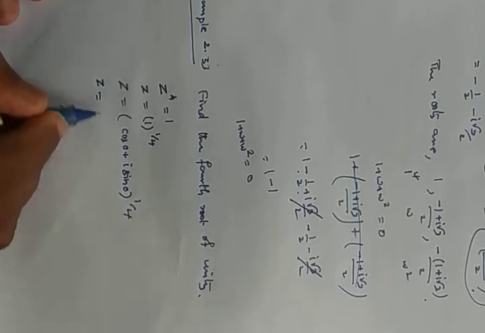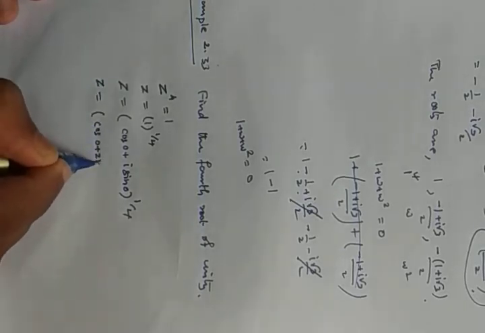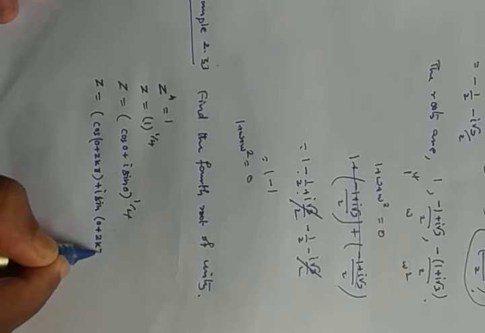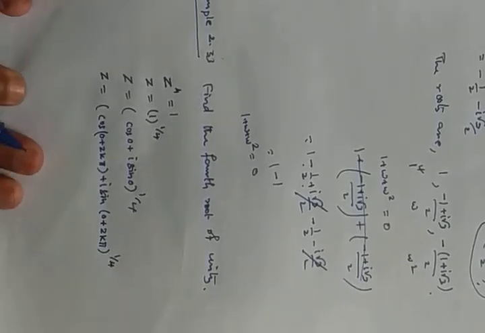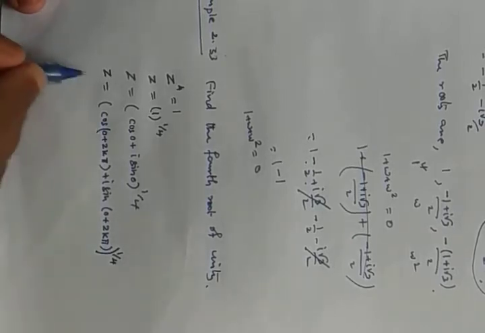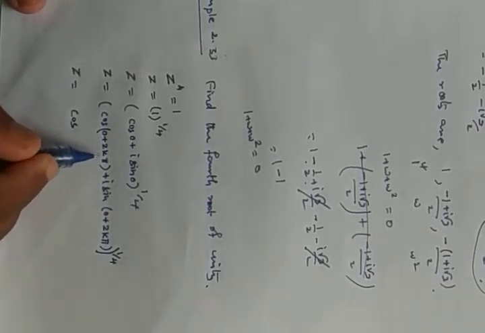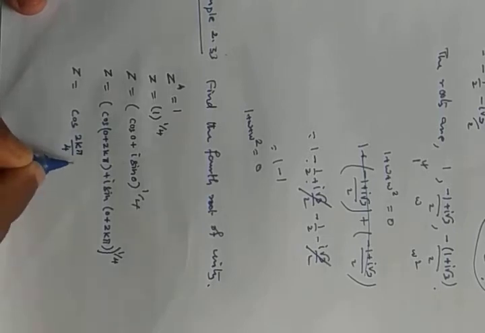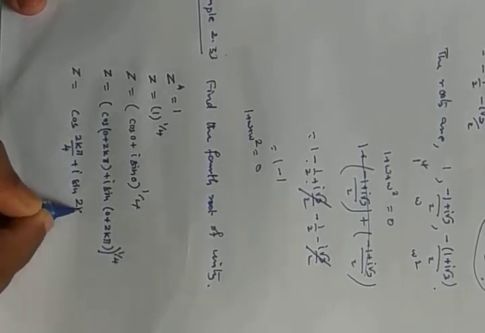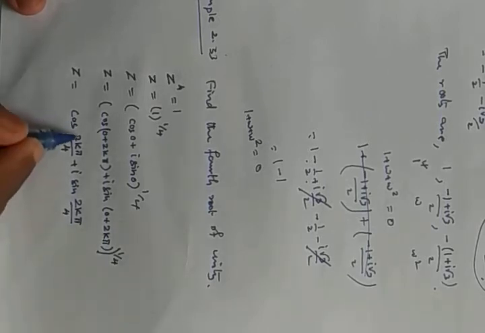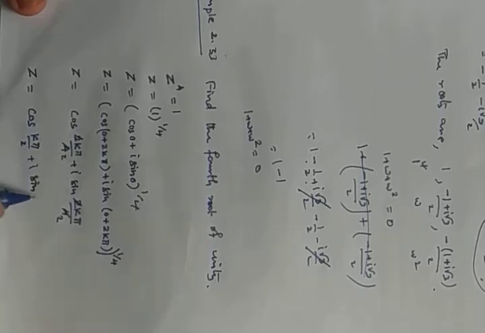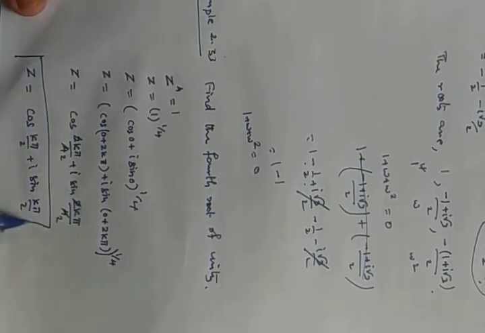Now the general form: cos(0 + 2kπ) + i sin(0 + 2kπ), the whole to the power 1/4. So the z value will be cos(2kπ/4) + i sin(2kπ/4). Cancelling the 2, 2 one time is 2 and 2 one time is 2, the z value we get is cos(kπ/2) + i sin(kπ/2). This is the fourth root of unity.